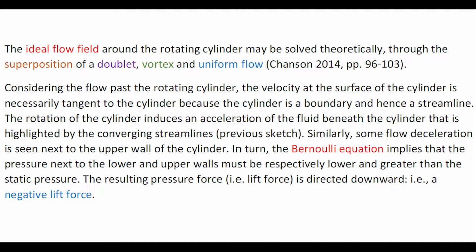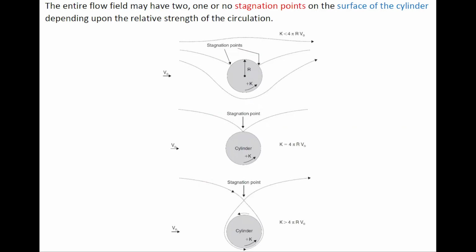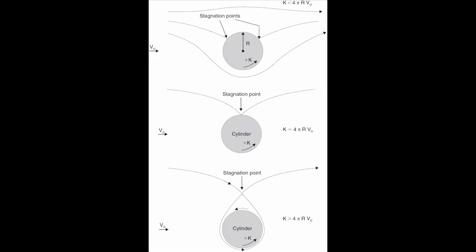In turn, the Bernoulli equation implies that the pressure on the lower and upper wall of the cylinder must be respectively lower and greater than the static pressure. The resulting pressure force, a lift force, is directed downward, a negative thrust. The entire flow field may have two, one or no stagnation points on the surface of the cylinder, depending upon the relative strength of the circulation.